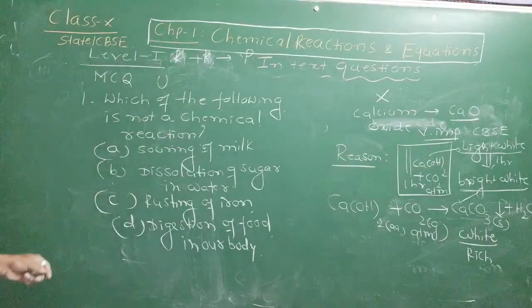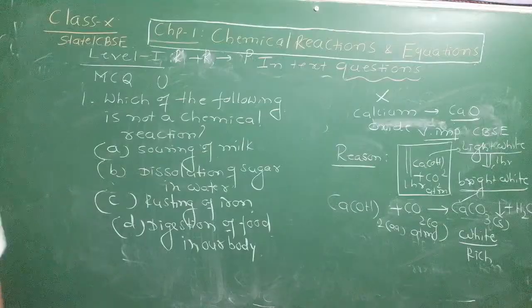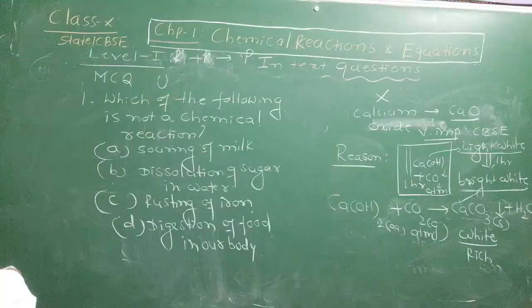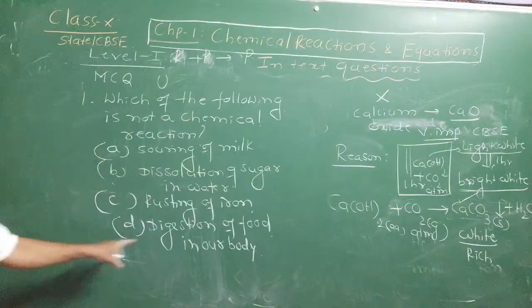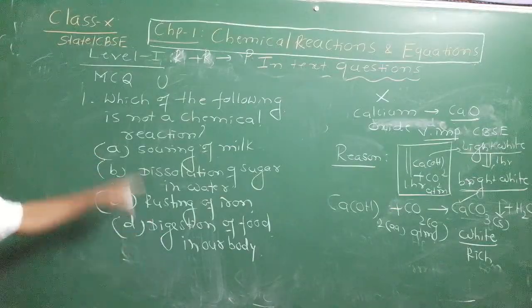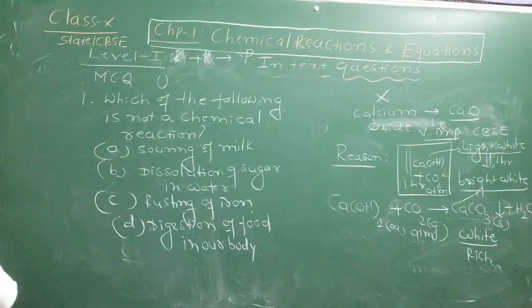Okay, which one is the correct answer? Many of you are saying digestion of food in our body. Prasanna Joshi is saying D. This is A, B, C, D. According to you, digestion of food in our body is not a chemical reaction. Pratham Kulkarni is saying that A, souring of milk, is the correct answer, that it is not a chemical reaction.